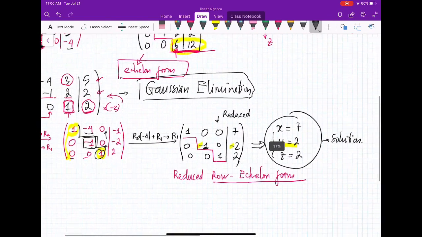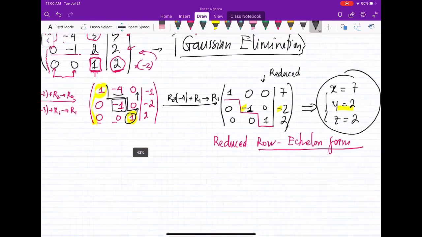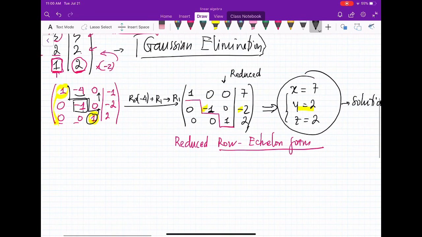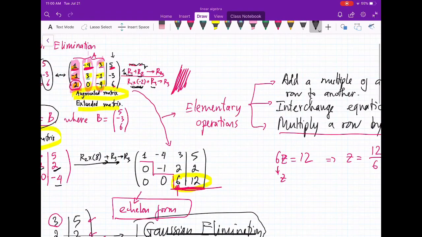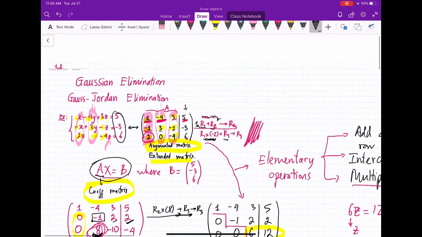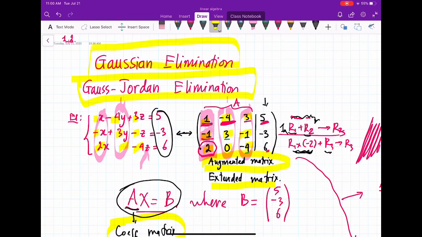Alright? So this method, if you just continue Gaussian elimination, right? In another direction, you get a reduced row echelon form. And that method is called Gauss-Jordan elimination. It is just the name. If you do one way, you have Gauss elimination. If you do another way, two ways, you get Gauss-Jordan elimination.